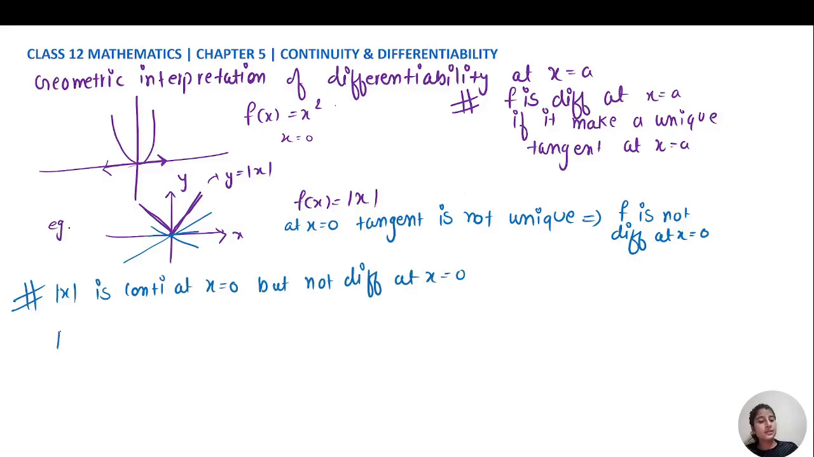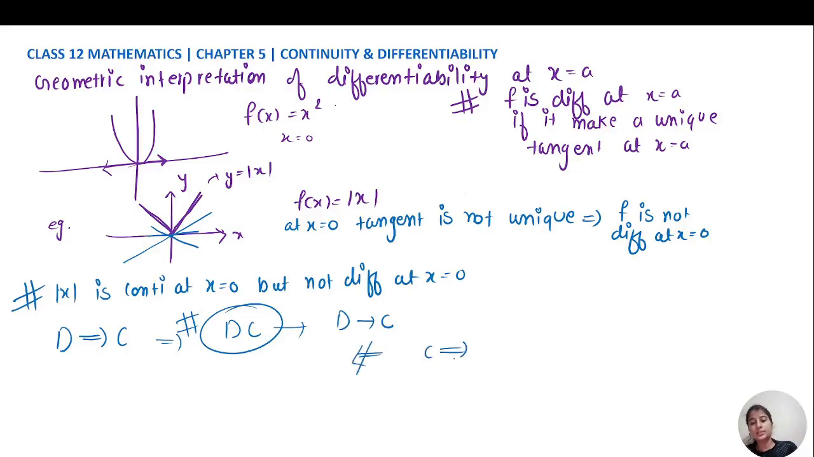Only differentiability implies continuity. Here is a trick to learn it: DC. Differentiability implies continuity. DC is the order, so differentiability implies continuity, but the converse is not true. That means continuity does not imply differentiability.